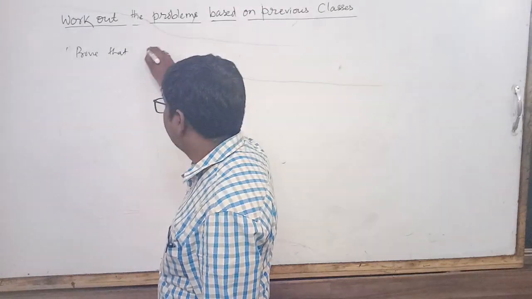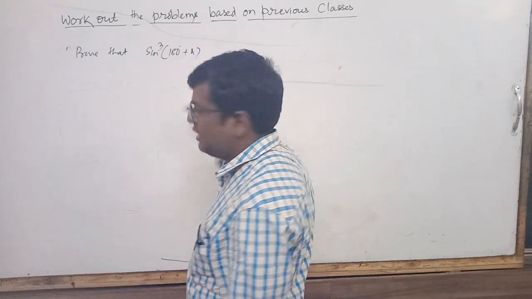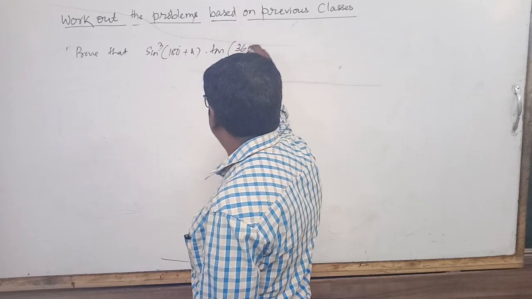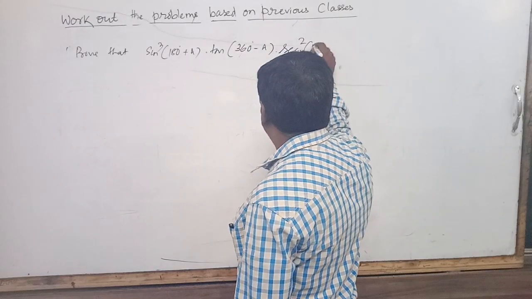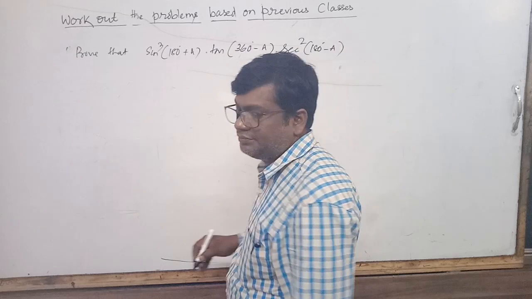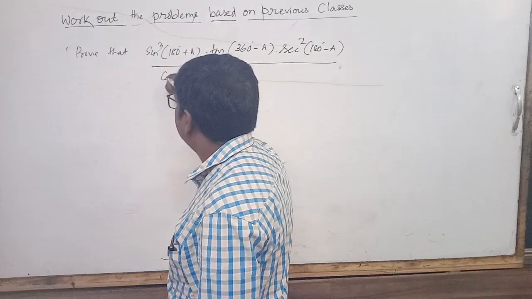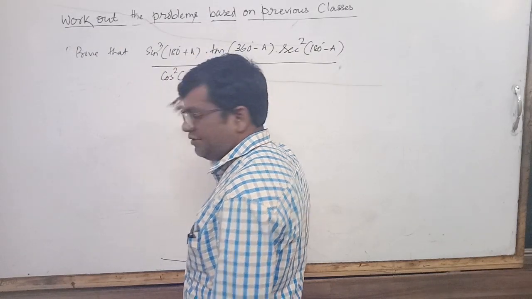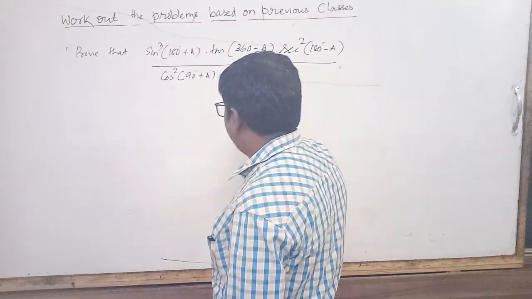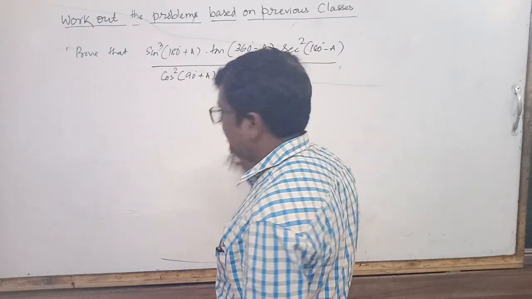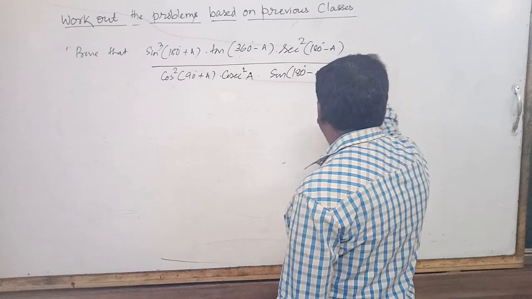Prove that sin cube 180 degree plus a into tan 360 degree minus a into sec square 180 degree minus a, whole divided by cos square 90 degree plus a into cosec square a into sin 180 degree minus a is equal to tan cube a.